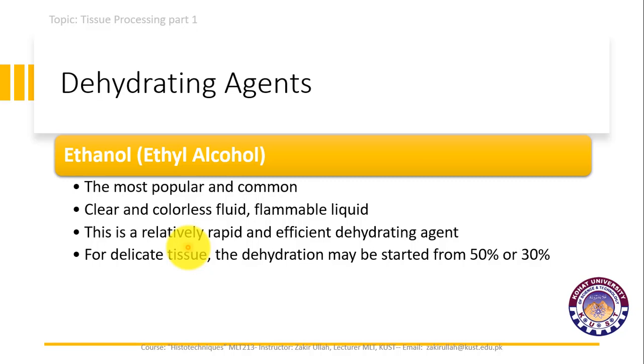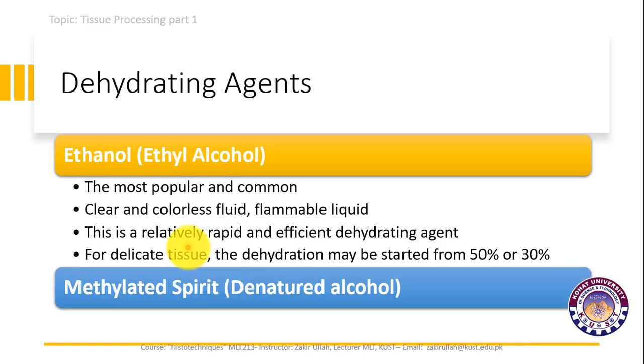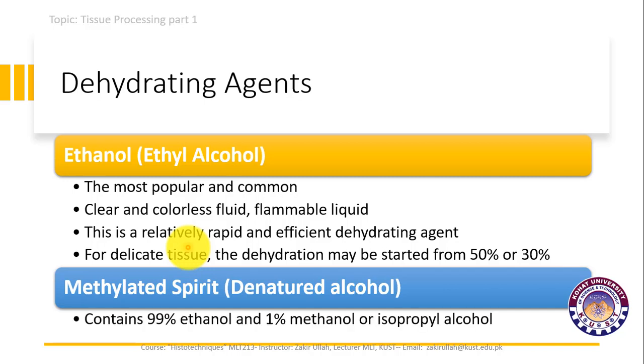This is a relatively fast and efficient dehydrating agent, and ethanol is used for delicate tissues, and its concentration should be started from 30 to 50% in case of delicate tissues. The methylated spirit or denatured alcohol contains 99% ethanol and 1% methanol or isopropyl alcohol. It is not commonly used.